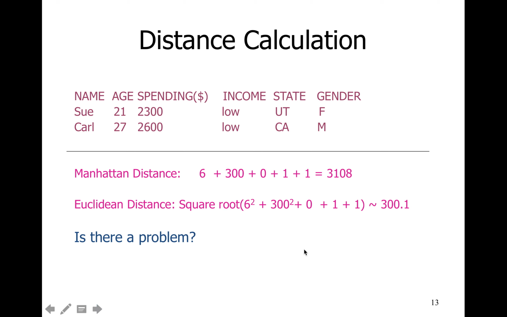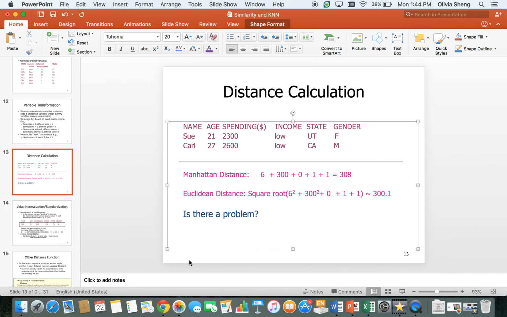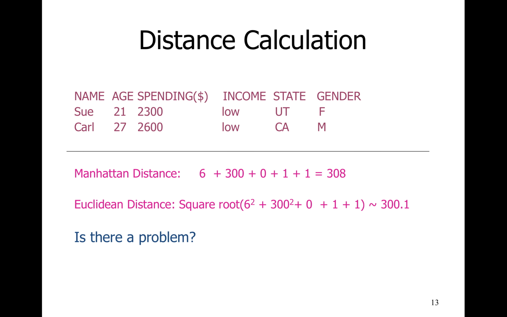And so this is just an example of considering other categorical variables, income, state, and gender. For this Sue and Carl, if we look at their income, they are at the same level, but different states and different gender types. Using the second method, we can measure their distances based on these three variables as 0, 1, and 1. So the Manhattan distance value now becomes 308, not 3108, and the Euclidean distance should be 301.